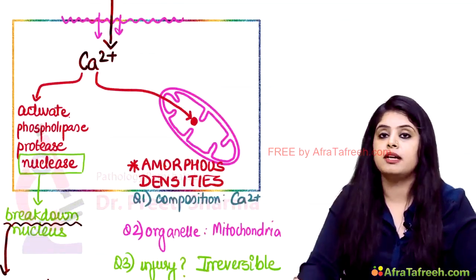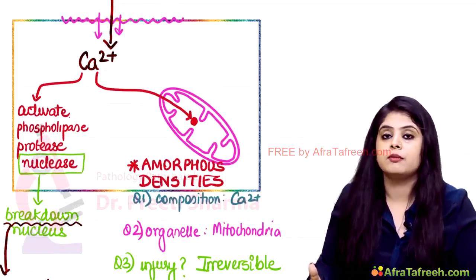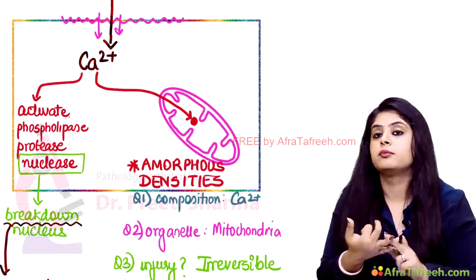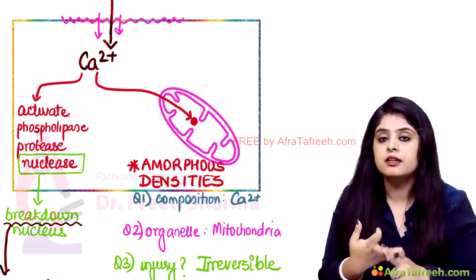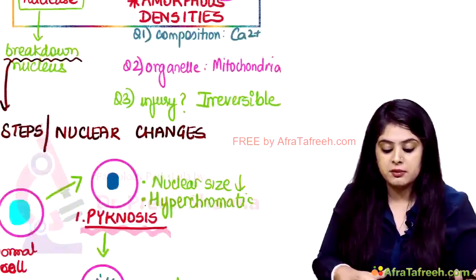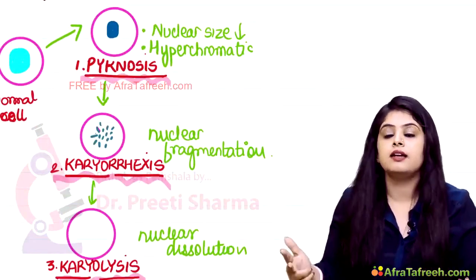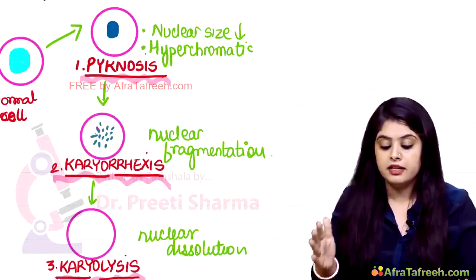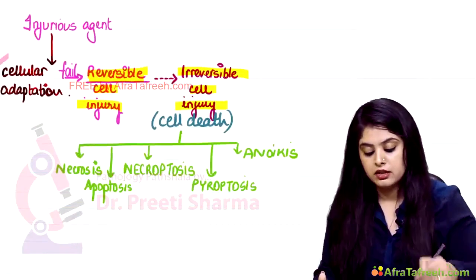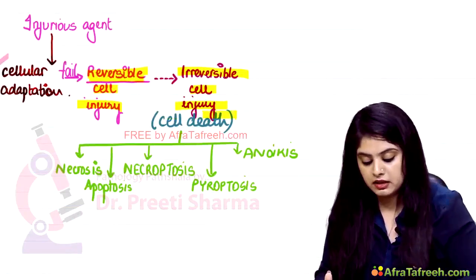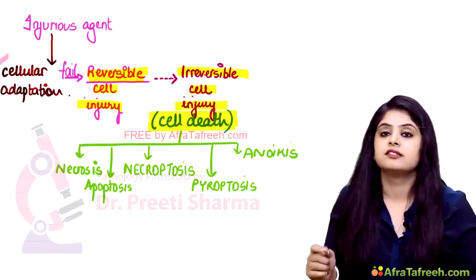So this was about irreversible cell injury. Remember, severe membrane damage, severe mitochondrial damage, everything is related to calcium. Finally, the phospholipids, the proteins, and the nucleus will break. The nucleus will break in 3 steps. That is number 1, pycnosis, number 2, karyorhexis, and number 3, karyolysis. If you go back to your main flowchart, with this we finished irreversible cell injury. So we are now beginning with what we know as cell death.